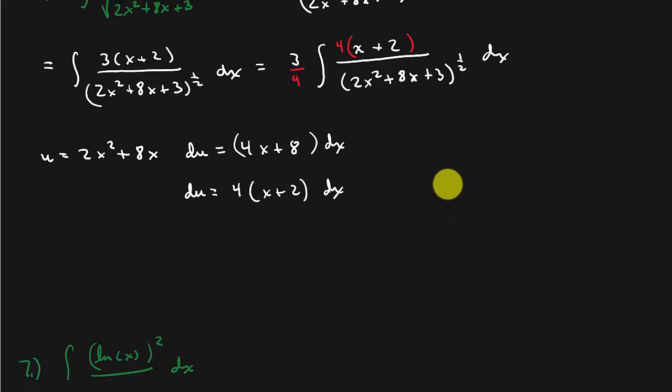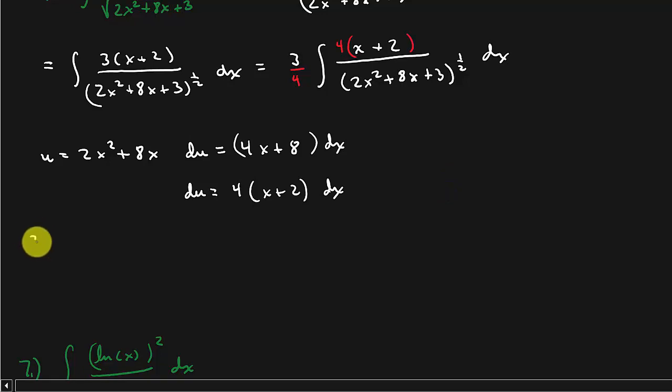And now let's make our substitutions. So I've got 3/4 integral. So this is going to be 1 over u to the 1/2 du. See, the 4 times x plus 2 dx, that's going to be replaced with du, and then I've got the 1 over u to the 1/2. And yes, if you wanted to take the du and put it up here in the numerator, that's fine too. And so this is going to be 3/4 integral u to the negative 1/2 du.